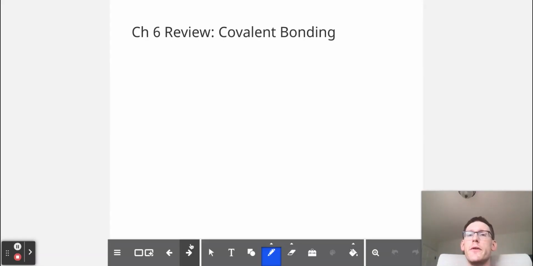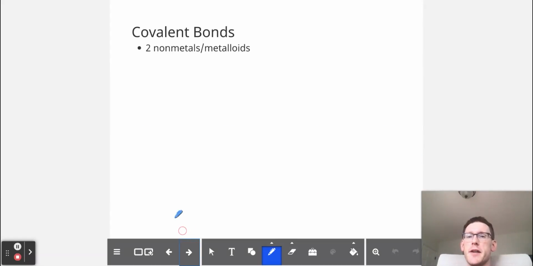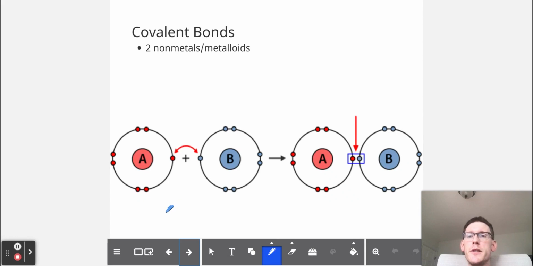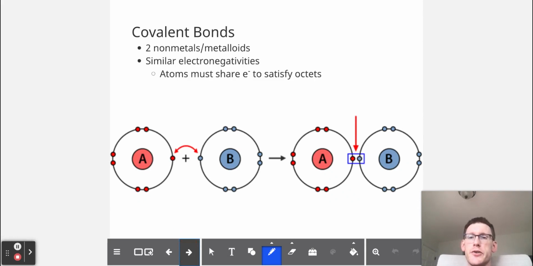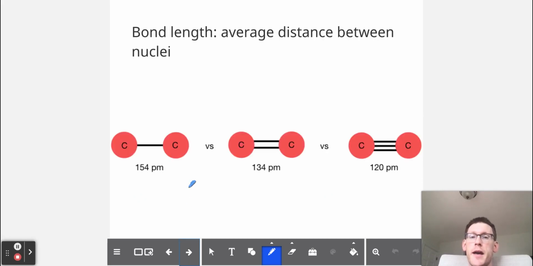In this video, we're going to review the covalent bonding part of Chapter 6. Covalent bonds are always formed between two nonmetals or a nonmetal and a metalloid. They involve sharing of electrons that have similar electronegativities, and because of that, the sharing must occur. It cannot be a swap of electrons in the way that ionic bonding happens.